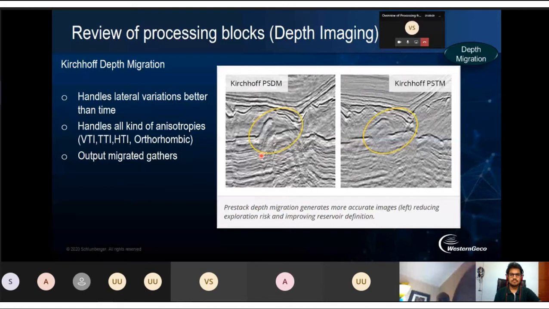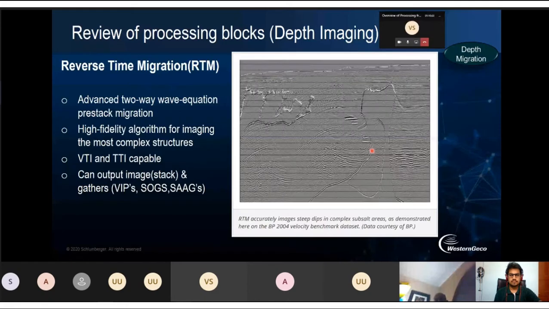But it is VTI and TTI capable, and it gives a very robust image. You can see the geological complexity of salt, and you can see how crystal clear the image is. RTM nowadays is very cheap. It will astound you. Almost everybody does RTM because of the compute capability.